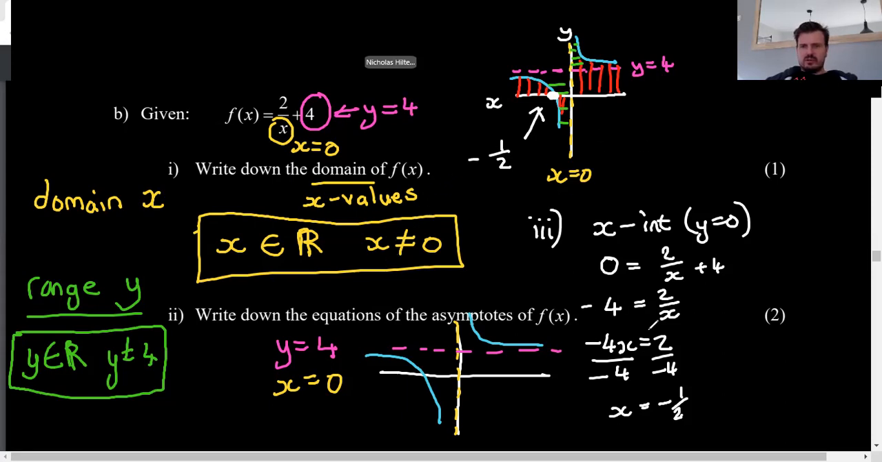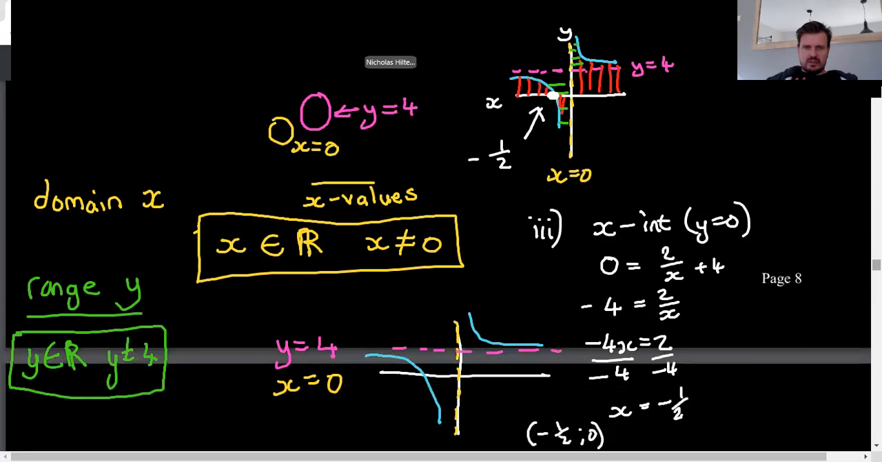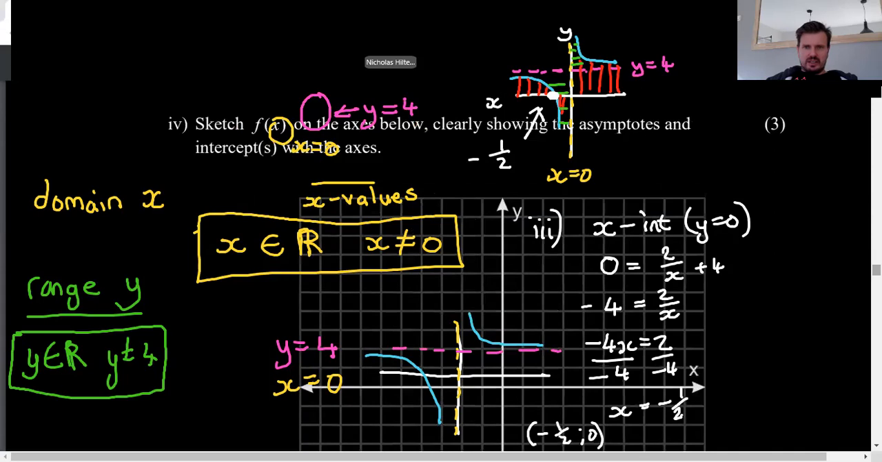Okay, so the coordinates are negative a half and 0, because your y value is obviously 0 where it intercepts the x-axis. Okay. So then they ask us to calculate, to draw it. Okay, so let's just erase what we need to.